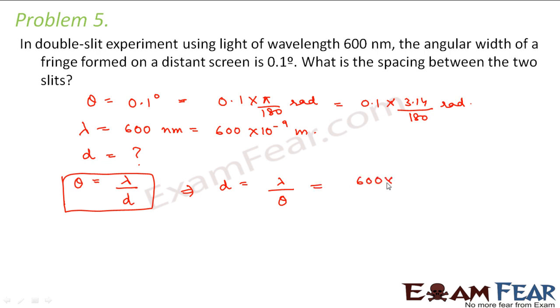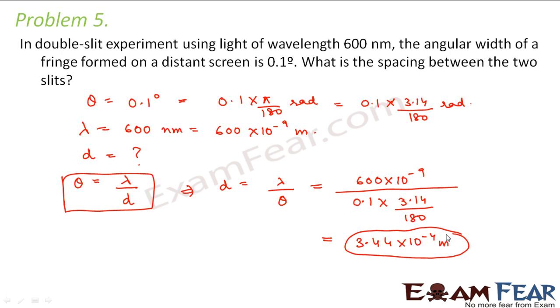So now we can put these values. It is 600 into 10 to the power minus 9 divided by 0.1 into 3.14 divided by 180. So this comes out to be 3.44 into 10 to the power minus 4 meters. So this is the spacing between the two slits.